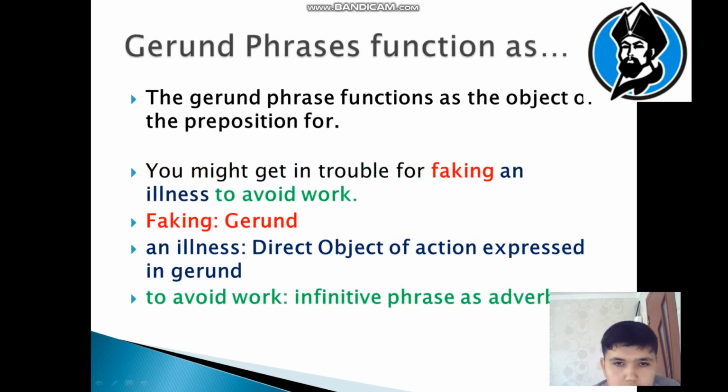Gerund phrases function as object of preposition. For example, you might get in trouble for faking an illness to avoid work. Here you can take a look at the analysis of this sentence too.